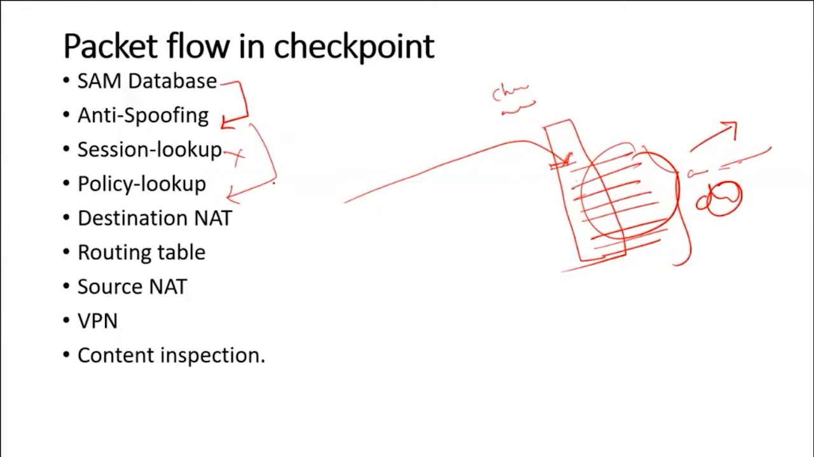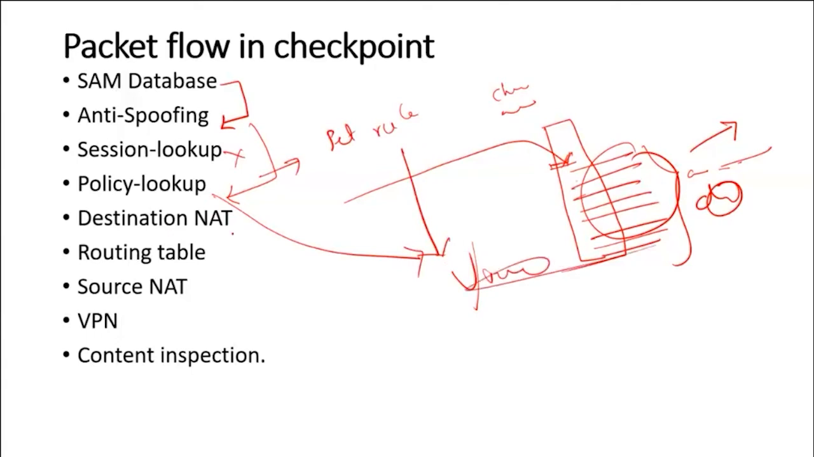If session lookup is not available, then from anti-spoofing it will come to policy lookup. Policy lookup is nothing but the set of rule base. Whatever rules we are defining in the firewall, that is called policy. Lookup means viewing. Then it will check for destination NAT, then routing table, source NAT, VPN, and content inspection. So we'll discuss one by one in detail.